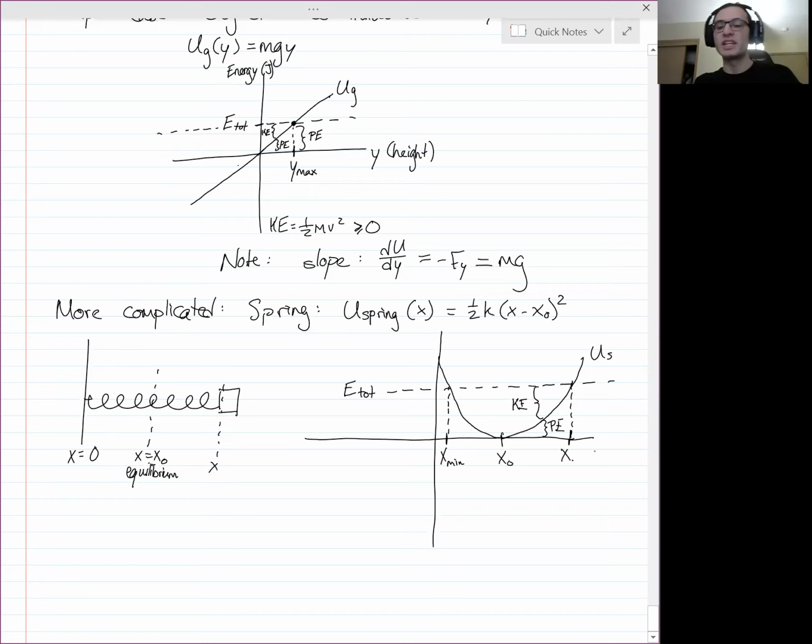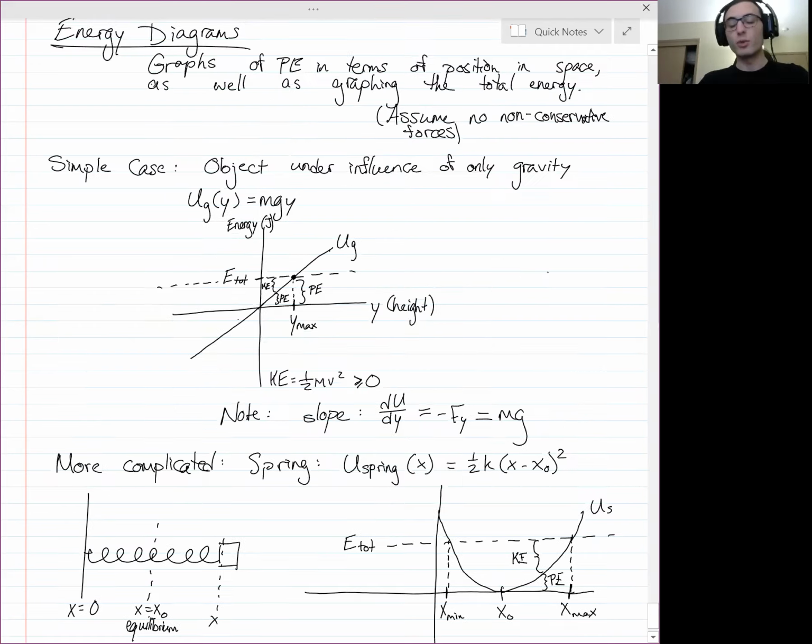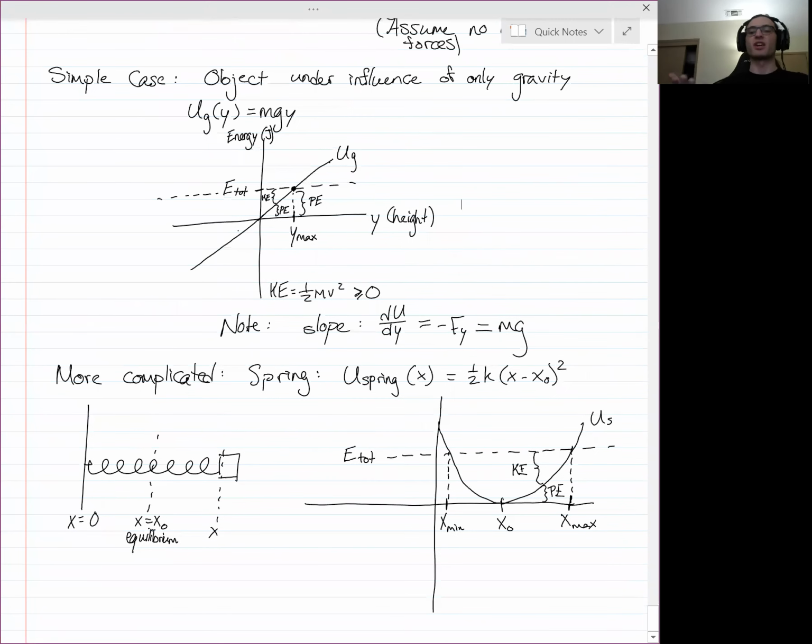If it were to go past either of those two points, you would have negative kinetic energy, which isn't allowed. Above, when we were talking about gravity, this basically tells you that if the object has that much total energy, that's the maximum height it can go. That makes sense: if you give something kinetic energy at some height, it'll have some total energy, and there will be a maximum height. It can't go any higher.